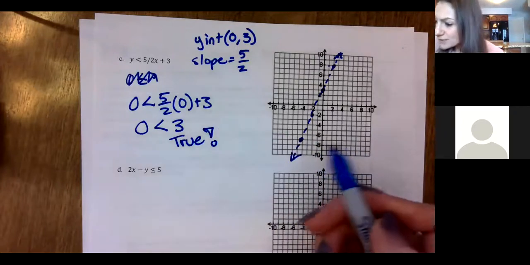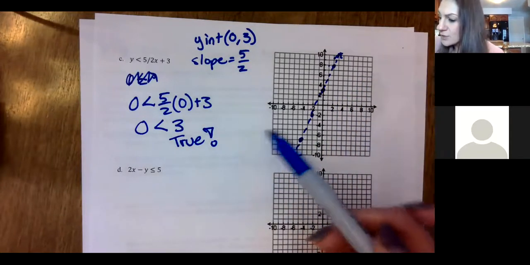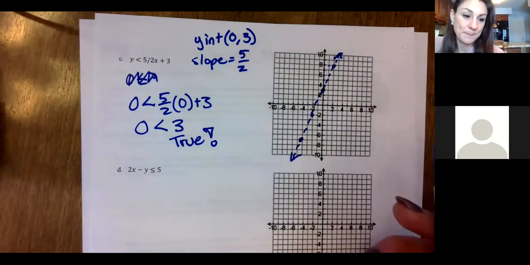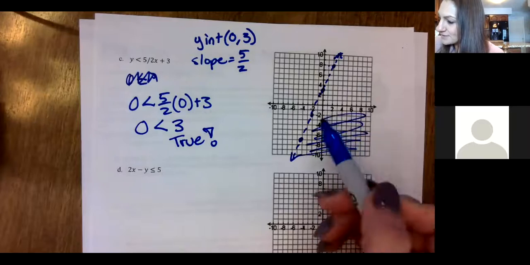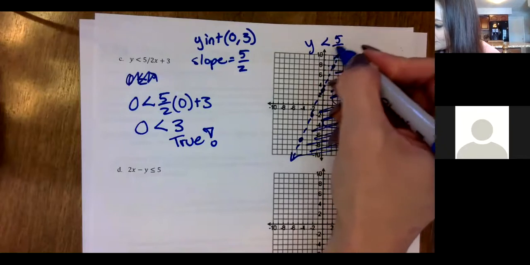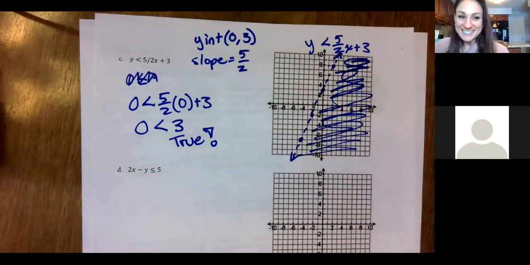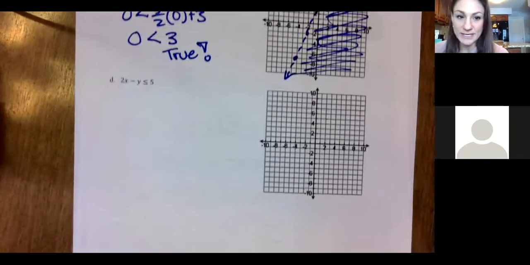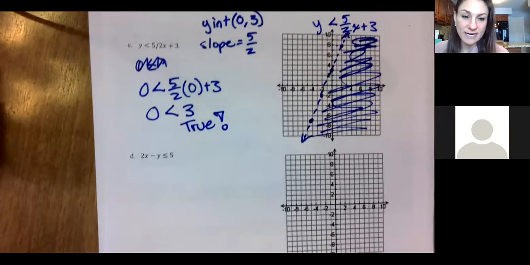So should I shade towards 0, 0 because 0, 0 makes it true, or away from 0, 0? Towards 0, 0. I like inequalities because you get some color. All right, let me know when you're ready for the last one. Okay, a couple people said they're done. So we can go ahead and move on. Take a screenshot right now if you need it.